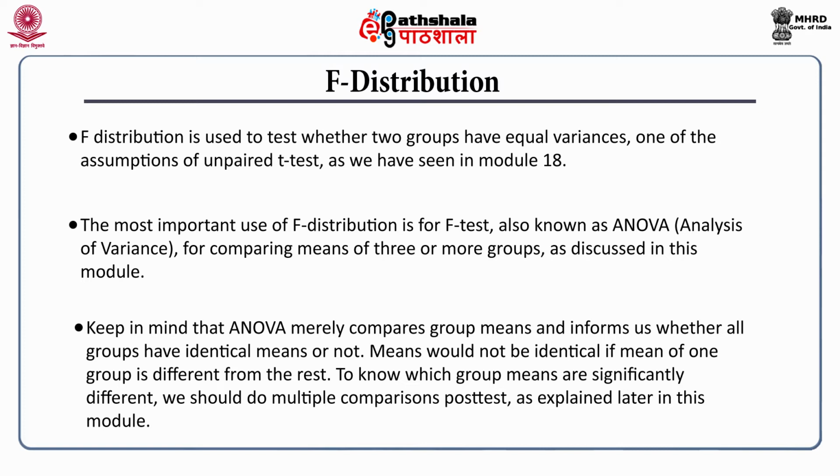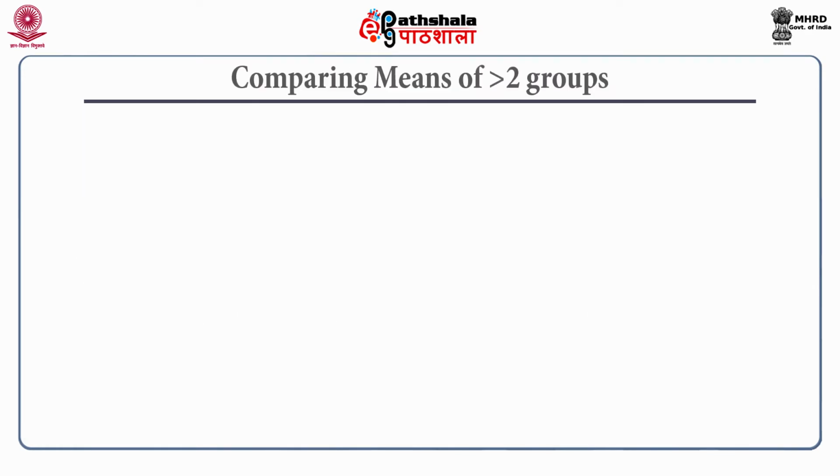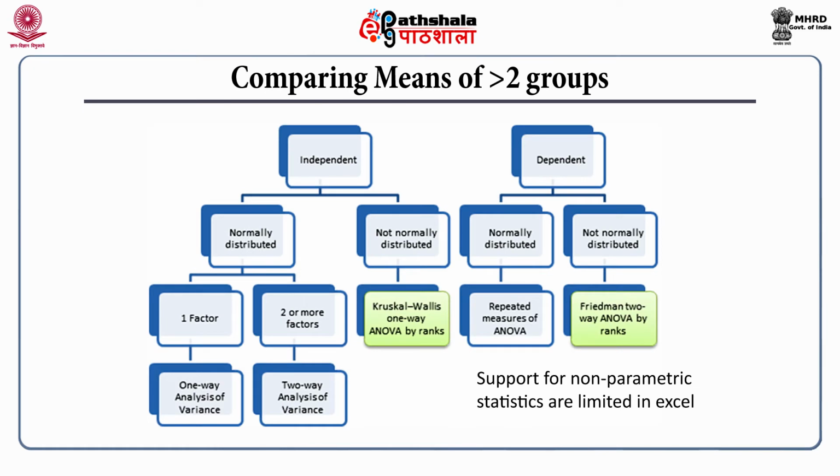So the post hoc tests include Tukey's HSD, that is Honestly Significant Difference, or Bonferroni adjustment of multiple t-tests. So you can do this comparison of more than two groups. So the first question is, is it independent or dependent? In this case it is independent. Now the question is, is it normally distributed, the Gaussian distribution, or not normally distributed?